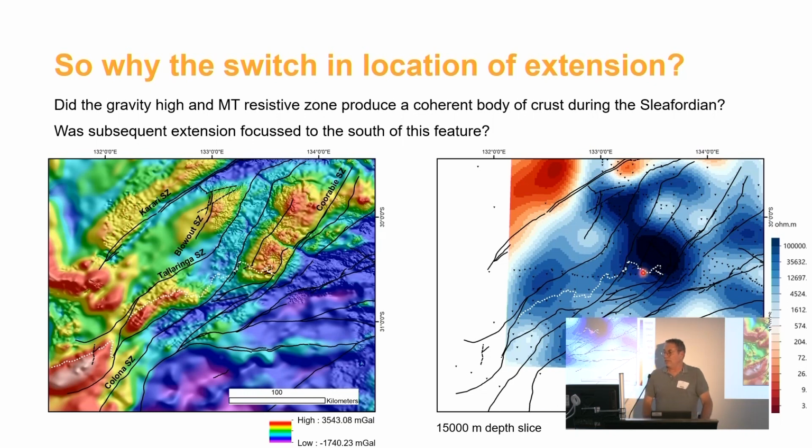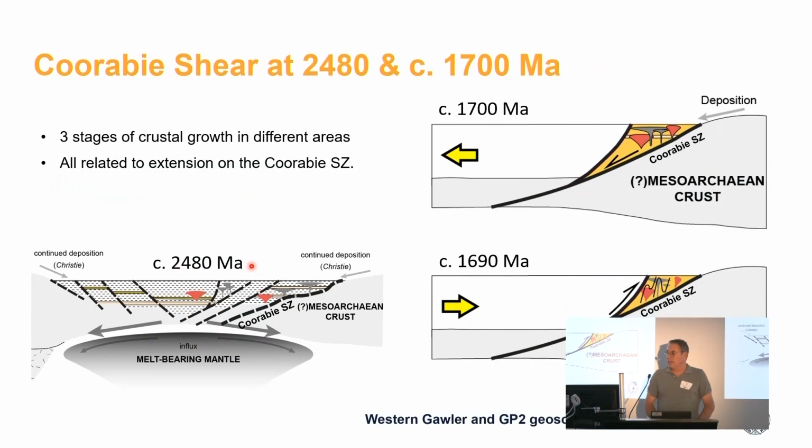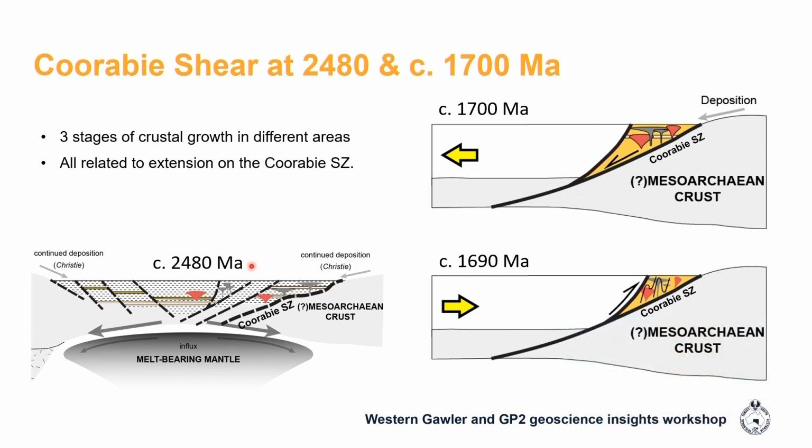Does that actually form a coherent body of crust that possibly during the Sliphoidian then resisted this extension? It essentially fixed the Kurubi shear zone. Anything that was going to happen later happened to the south of that. So it's possible that's happened. And then during that extension, you've had simultaneous intrusion of those accommodating shear zones. So if we look at this, we end up with this type of model.